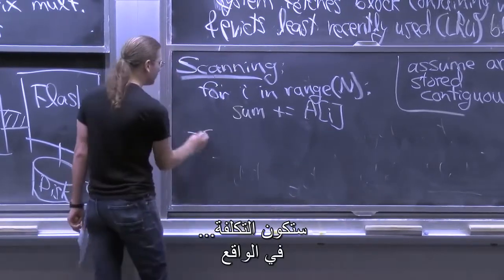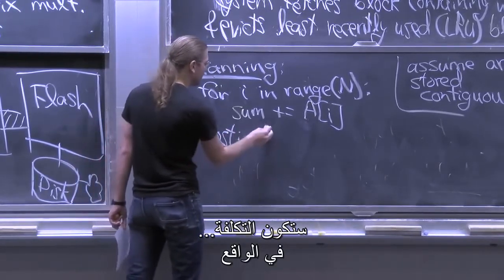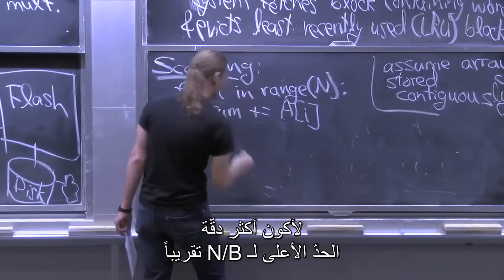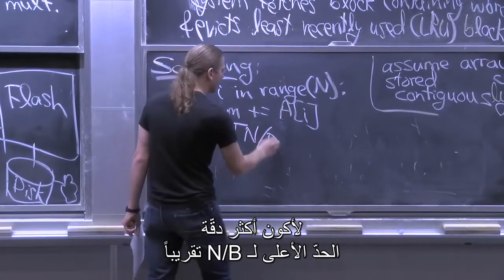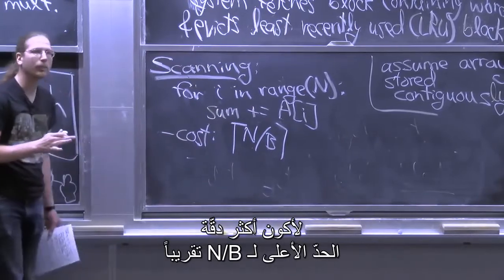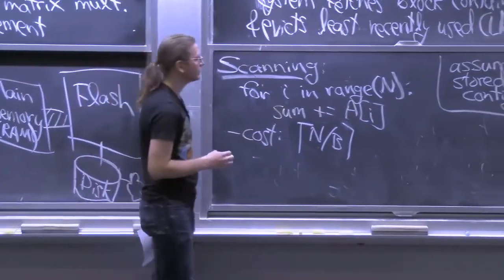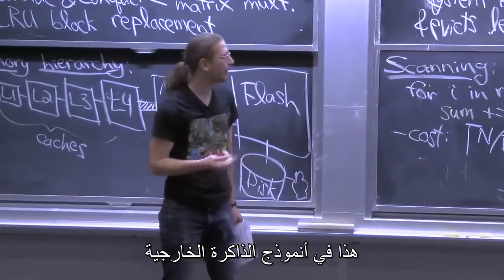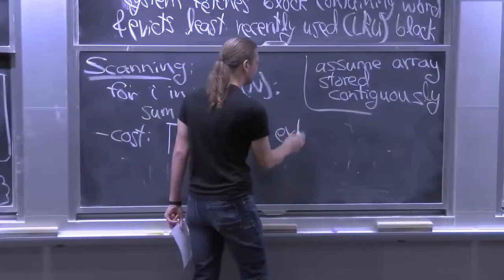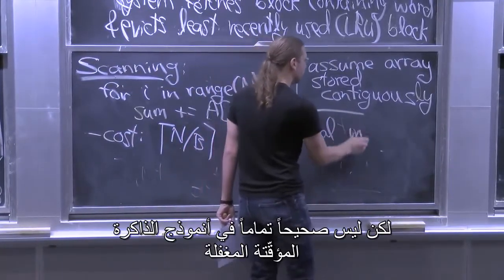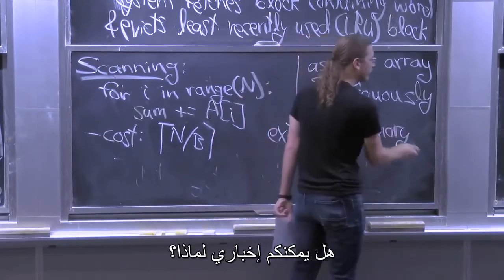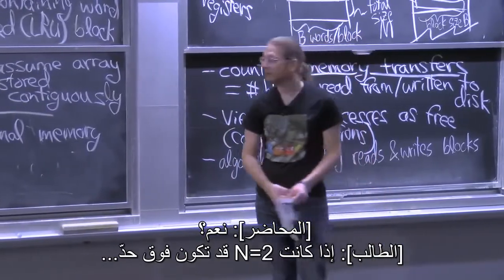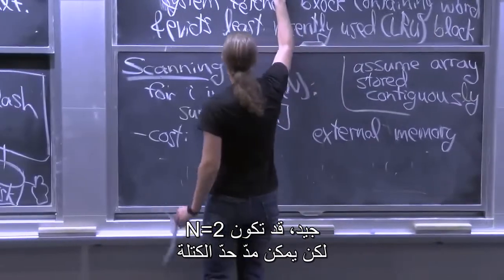So the cost is going to be, actually, let me be a little more precise, ceiling of n over B. Almost. Without a big O here, this is right in the external memory model, but not quite right in the cache oblivious model. Can someone tell me why? Yeah? If n is 2, you could have it beyond a border. Good. N could be 2, but it could span a block boundary.